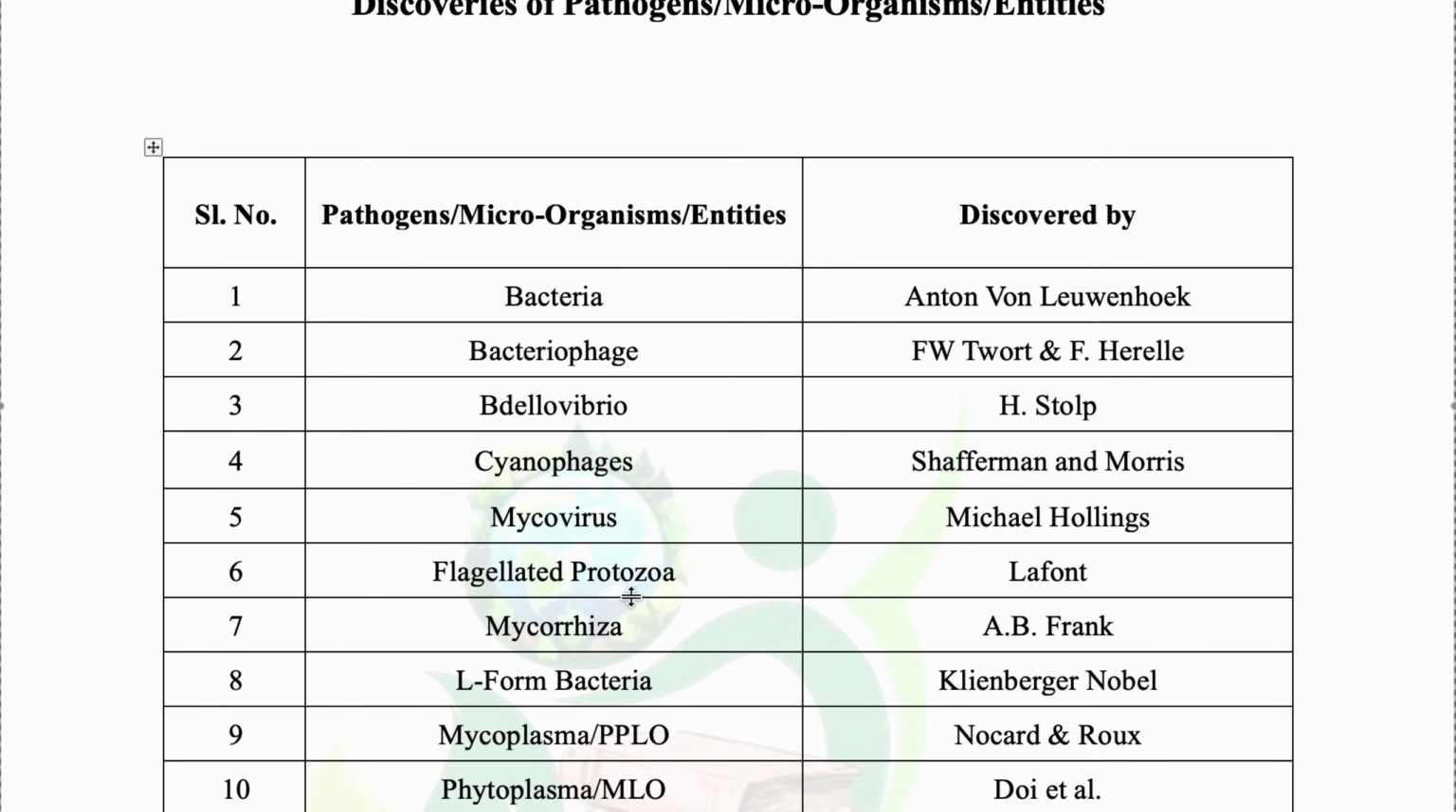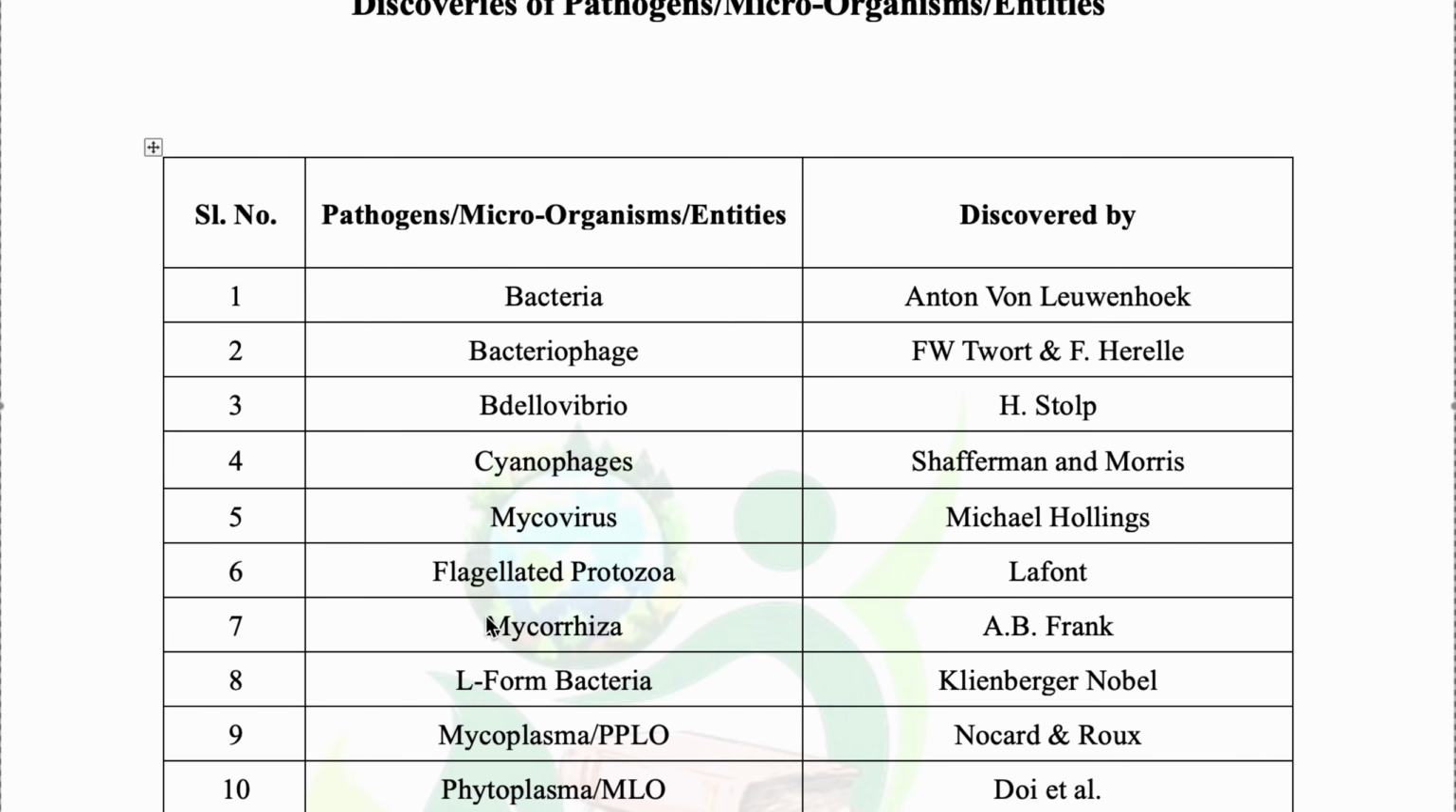Next, flagellated protozoa. So protozoa are the single-celled eukaryotic microorganisms. In bacteria we saw they are single-celled prokaryotic microorganisms, whereas protozoa are single-celled but eukaryotic microorganisms. Now flagellated protozoa were discovered by Lafont.